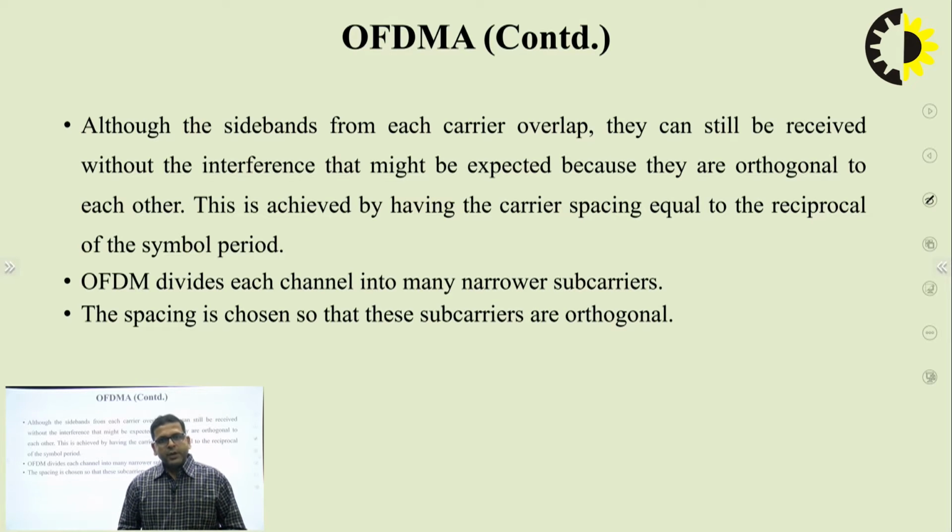The spacing between these subcarriers is chosen such that they are orthogonal to each other, because if they are orthogonal to each other, there is a very low probability of inter-symbol interference. To make the subcarriers orthogonal, the spacing between the carriers is the reciprocal of the symbol period. This is the essential condition to make subcarriers orthogonal.